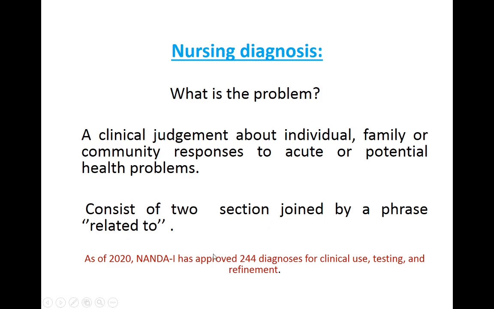So I have given a list. In that list, I have not counted, of course, how many nursing diagnoses there were. As of the year 2020, there were 244 nursing diagnoses that have been approved. So it is updated in the year 2020 also. I think on top of the list I have given, another list is there that is approved.